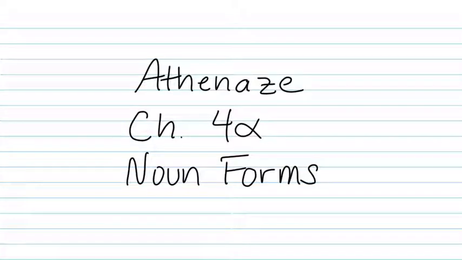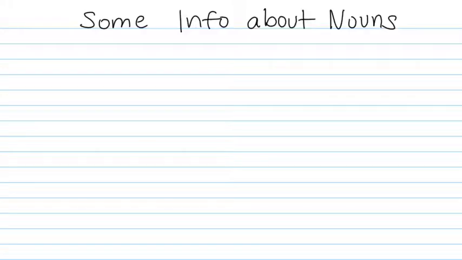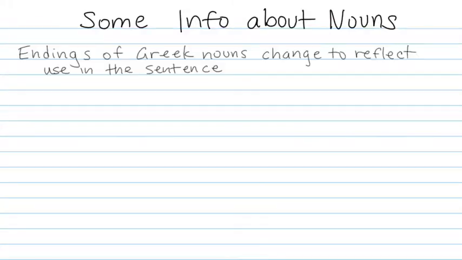Welcome to the second video for Chapter 4 Alpha, in which we talk about the new noun forms. So first, let's review some basic info about nouns. As you know, the endings of Greek nouns change to reflect how the noun is being used in the sentence. We call these endings the case endings. The noun endings for Greek, like English, also reflect number, which is singular versus plural.